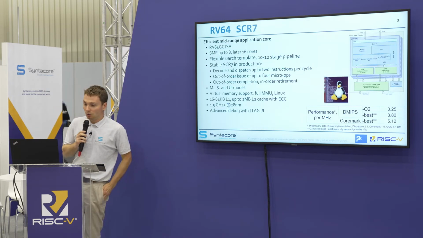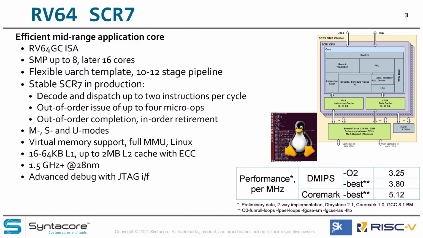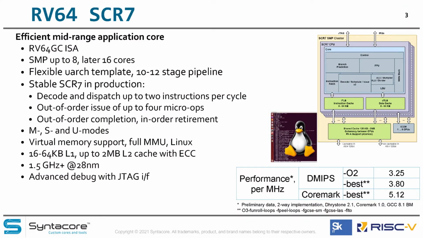Today I will base the presentation on our SCR7, our second top core, which supports the full 64-bit ISA. It can be integrated as an 8-core on our platform on top of our cache coherent, CHI compliant interconnect, and features all the necessary extensions to run a full-fledged operating system. So privilege modes, virtual memory support, advanced debug, and all of that for a core that is out-of-order, dual issue, and running at more than 1.5 gigahertz.